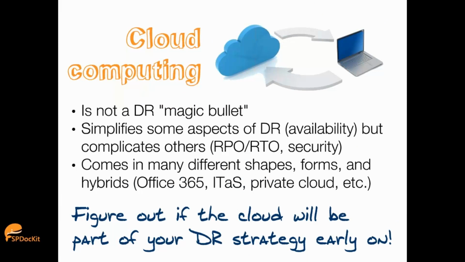Now, while cloud computing simplifies some aspects of DR, it complicates others. For one, it ties us to the RPO and RTOs of our cloud service provider. We also may have security concerns. So before you start picking a cloud partner that's going to be part of your DR strategy, make sure you understand what their RPO windows and RTO windows are. Make sure you understand how they protect your data, because even though it will make your data more available, it could complicate things in other ways.